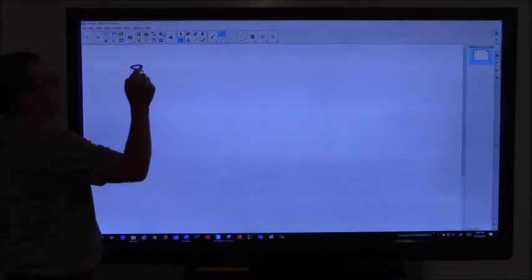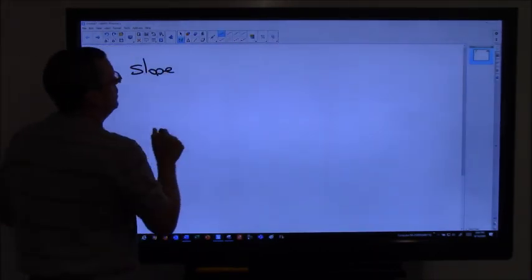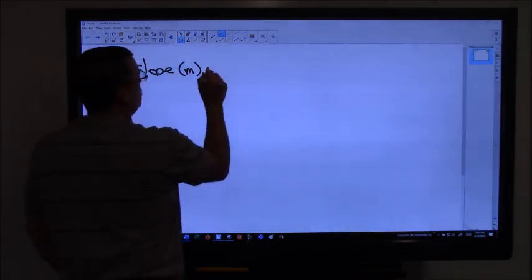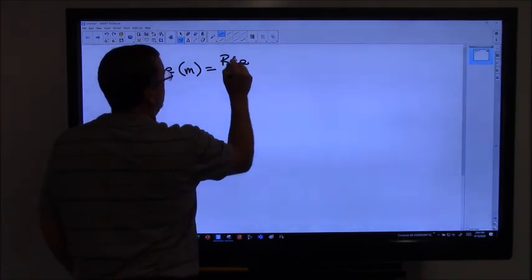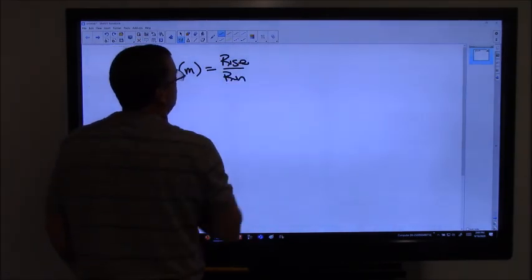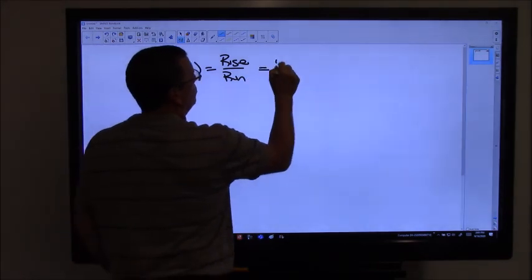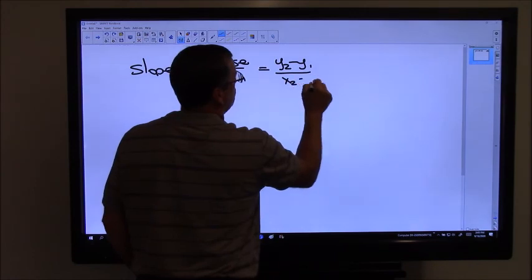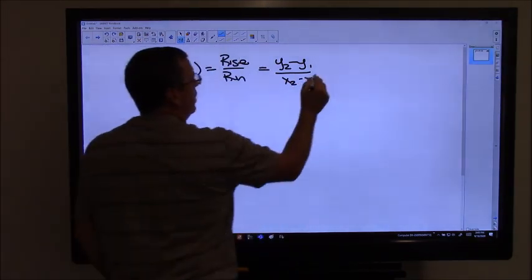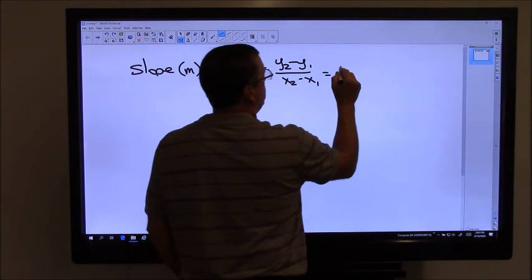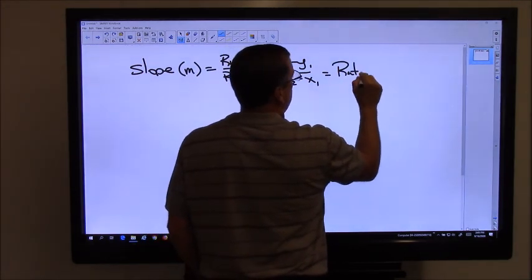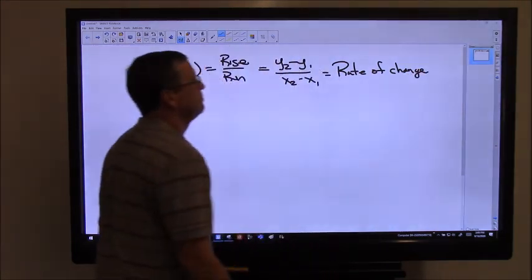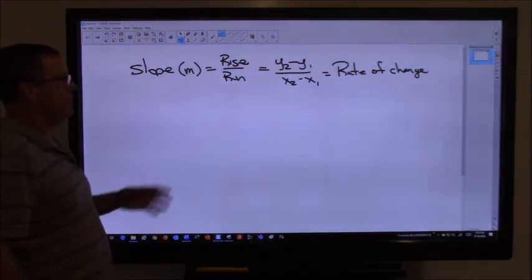We know that slope, which we often say, use the variable m for slope, is equal to rise over run, and to calculate that we do y2 minus y1 over x2 minus x1. And we also say that slope represents a rate of change. Okay? And this is really an important idea.